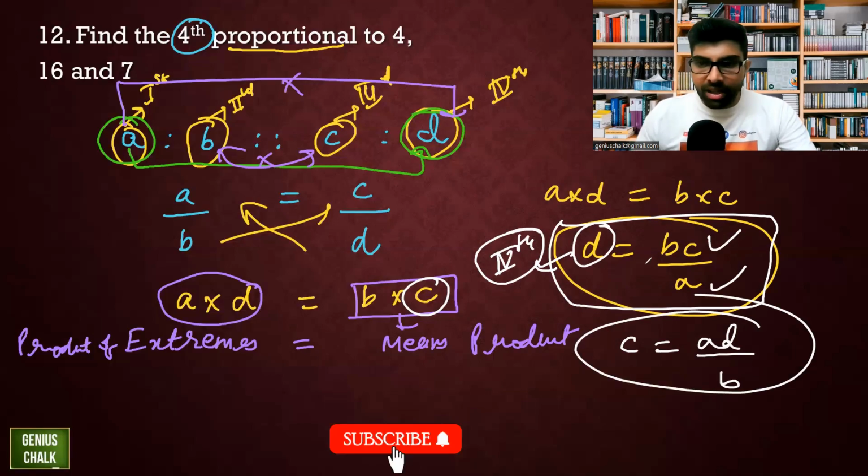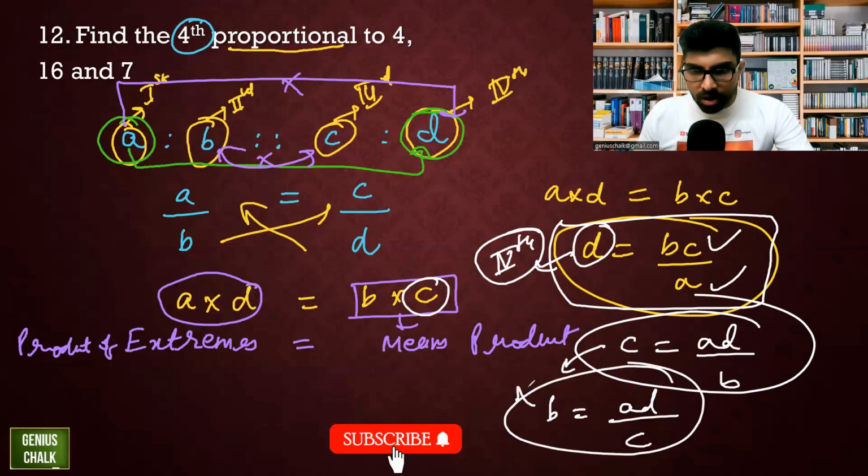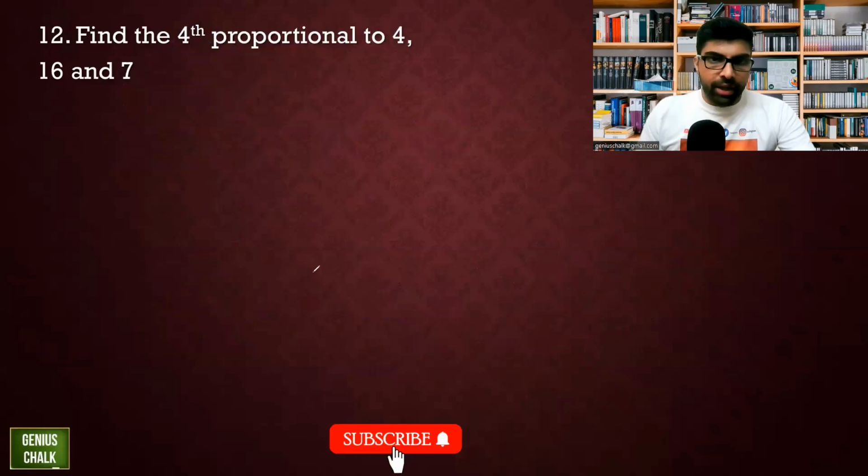Although third proportional is never asked like this. They will ask third proportional in a different way. We'll discuss that as well. And if I ask for second proportional B, we can find B will be AD by C. So this is the third proportional, this is the second proportional. Now let's apply this in this question. It is telling you to find the fourth proportional to this, this and this.